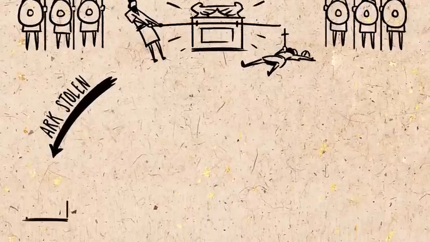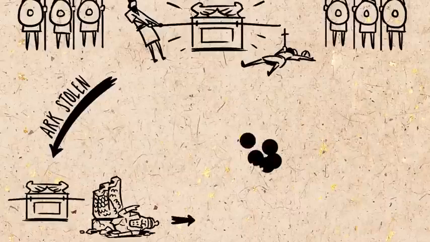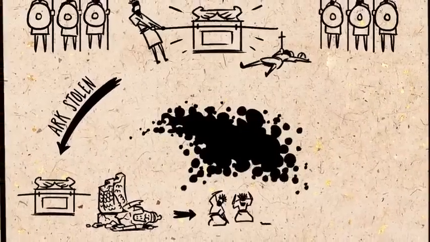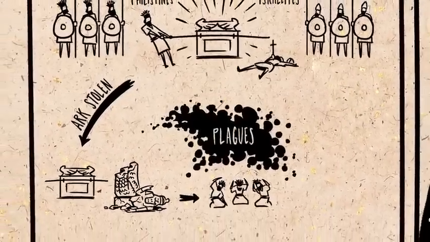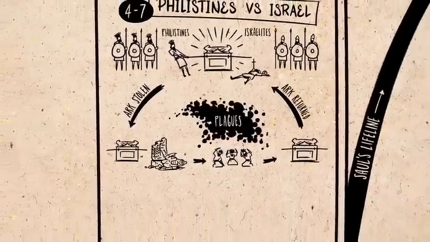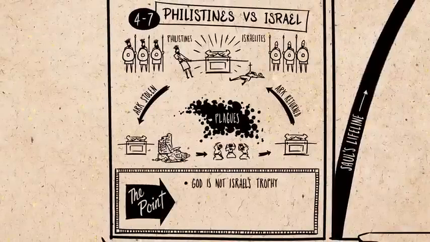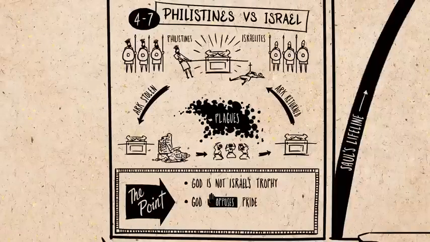So the Philistines, they take the ark and they place it in the temple of their god, Dagon. And then the God of Israel defeats the Philistines and the god Dagon without an army by sending plagues on the people. And then the Philistines don't want the ark anymore, obviously, and they send it back to Israel. And the point of this little story seems to be this: God is not Israel's trophy, and he opposes pride among the Philistines, but also among his own people.